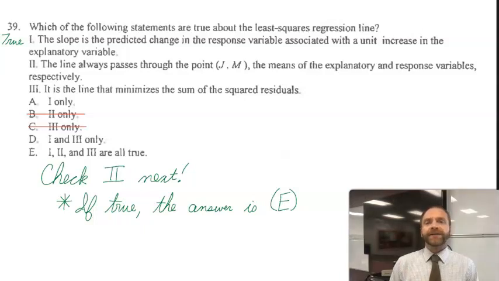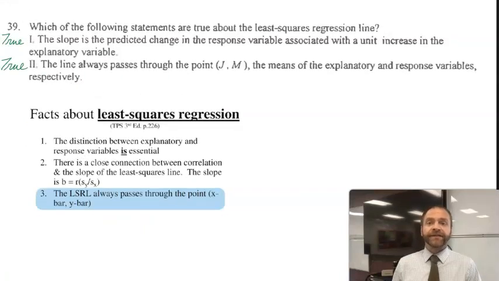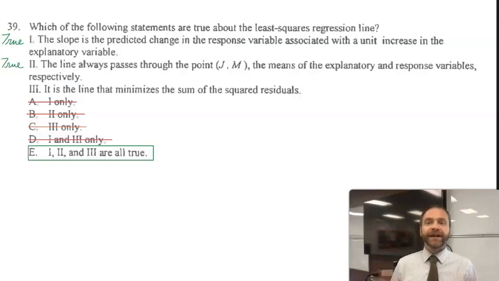The line always passes through point (x bar, y bar), where x bar and y bar are the means of the explanatory and response variable. In other words, your least squares regression line always passes through the point X bar, Y bar. That was addressed in a previous video as well. That is actually a characteristic of the least squares regression line: it is always going to pass through the point X bar, Y bar. So that's true. Roman numeral 1 is true, Roman numeral 2 is true, which means my answer is E.